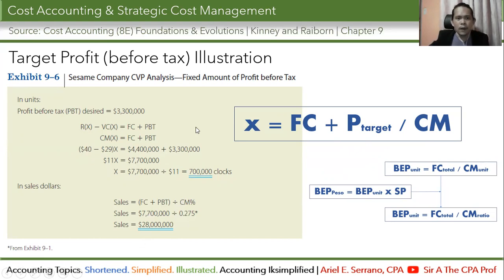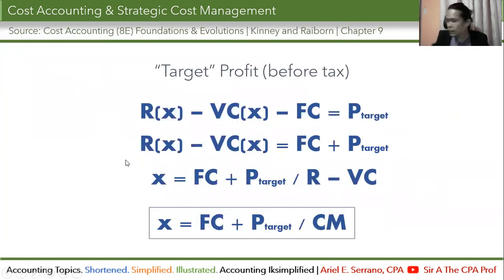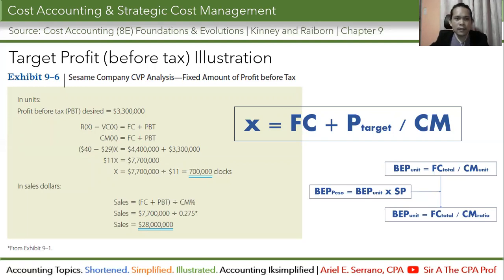Okay? Please take note, ito lamang po yung changes sa ating equation, yung pinakita ko na rin dito. Okay? So kaya kanina dumiretso na ako dito sa baba. Yung 4,400,000 plus 3,300,000 divided by 11. Kasi ito naman na yung ginagamit natin na equation. Pag given yung target profit, so yung formula natin ng break even will be your target profit computation. So, dinadagdag lang natin sa numerator yung target profit. Okay? Now, this is a target profit before tax.